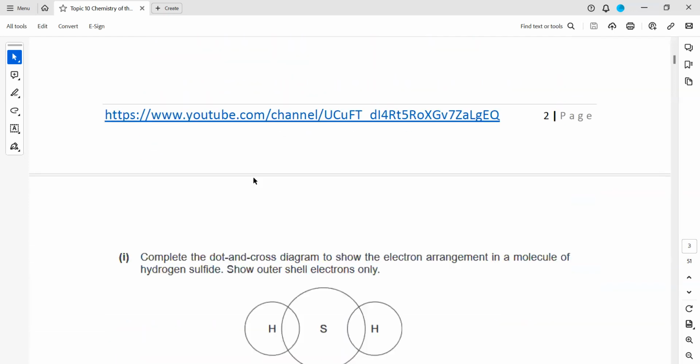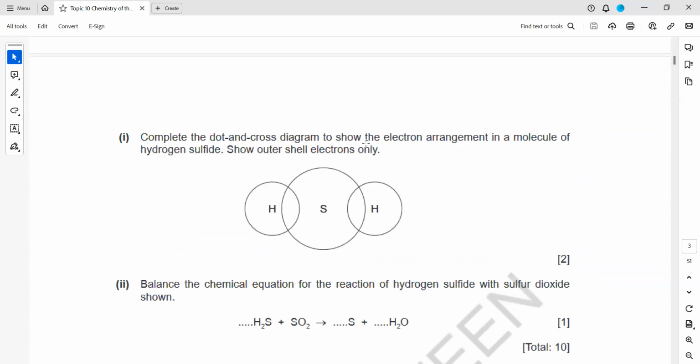Hydrogen sulfide has a formula of H2S. Complete a dot and cross diagram. You can annotate on the screen. Use a dot for one and a cross for the other, drawing the molecule of hydrogen sulfide. So hydrogen shares 1, sulfur shares 1, hydrogen shares 1, sulfur shares 1.